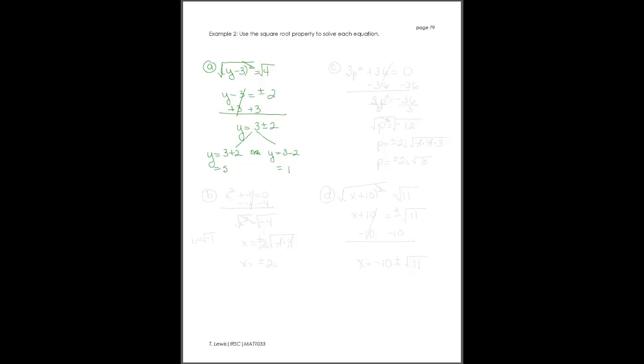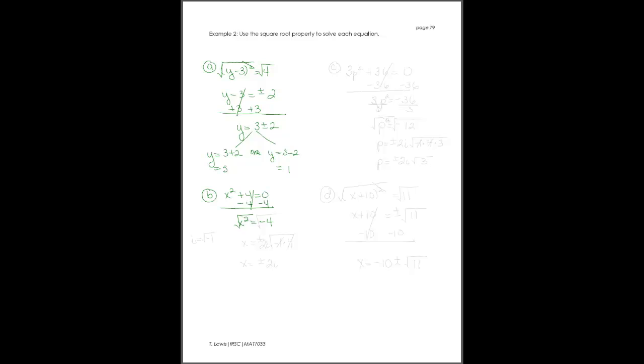Letter B. We have here x squared plus 4 is equal to 0. Using the square root property, we're going to subtract 4 to both sides. To solve using the square root property, we have x squared is equal to negative 4.